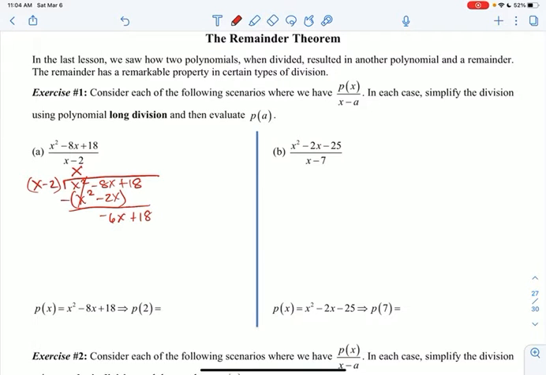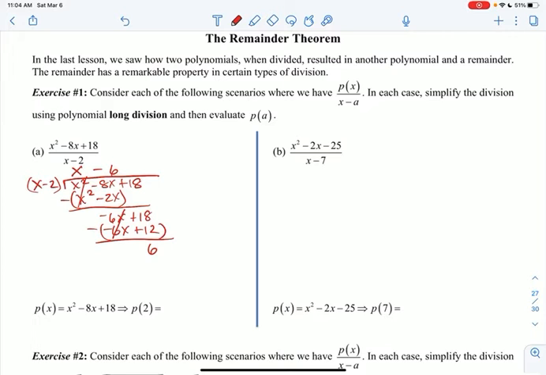And then x goes into negative 6x, negative 6 times. Negative 6 times x is negative 6x. Negative 6 times negative 2 is positive 12. But again, remember, you're subtracting this, so the negative 6x minus negative 6x cancels. 18 minus 12 is 6. So that's basically my remainder. My remainder is 6. Now look what happens if I evaluate p of x.